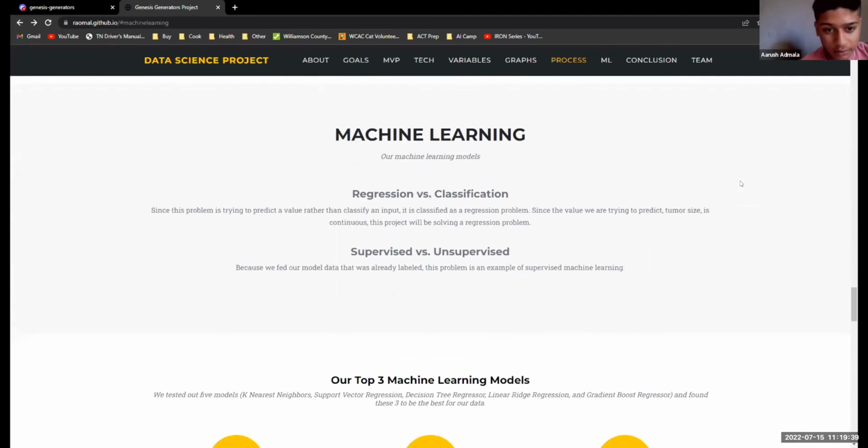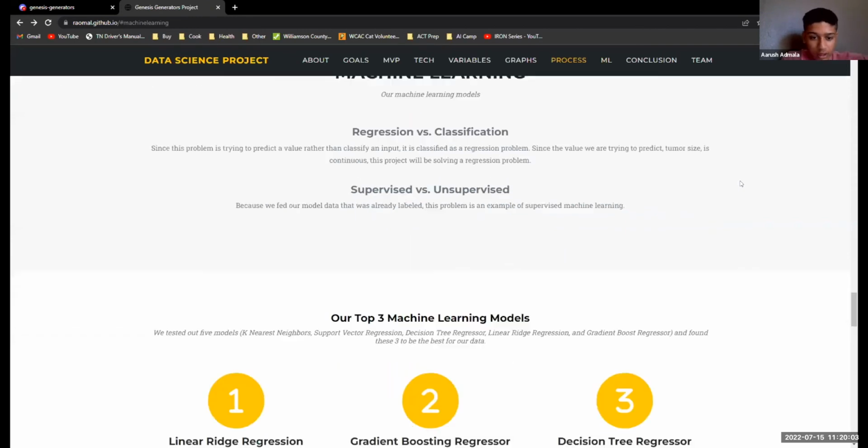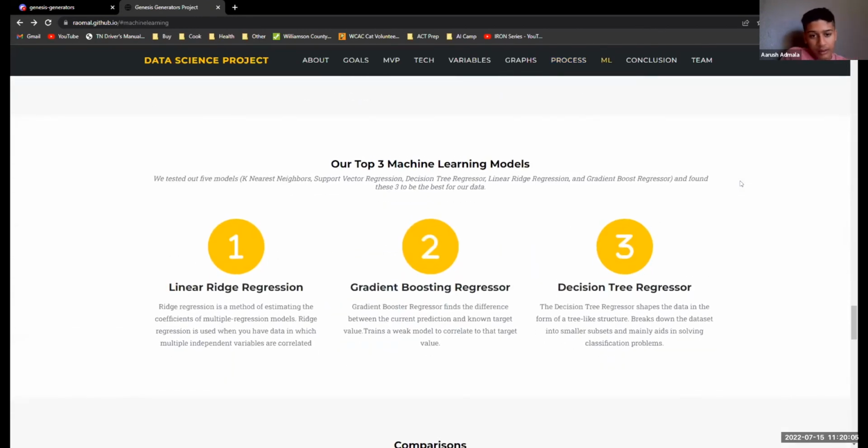For our machine learning models, we used a regression problem, since the value we're trying to predict, the tumor size, is continuous, and so it's not a classification problem. And because our model data was already labeled, this problem is an example of supervised machine learning. And then we had 5 machine learning model options, but from there we only used 3.